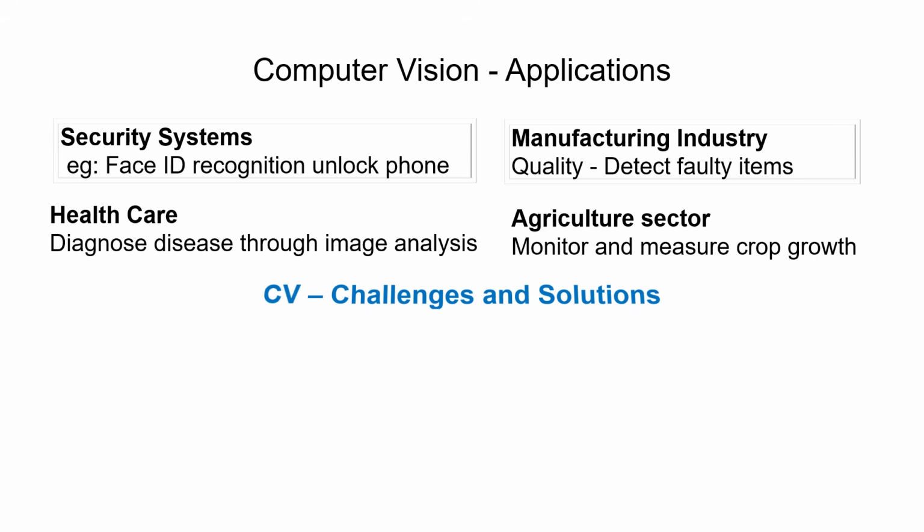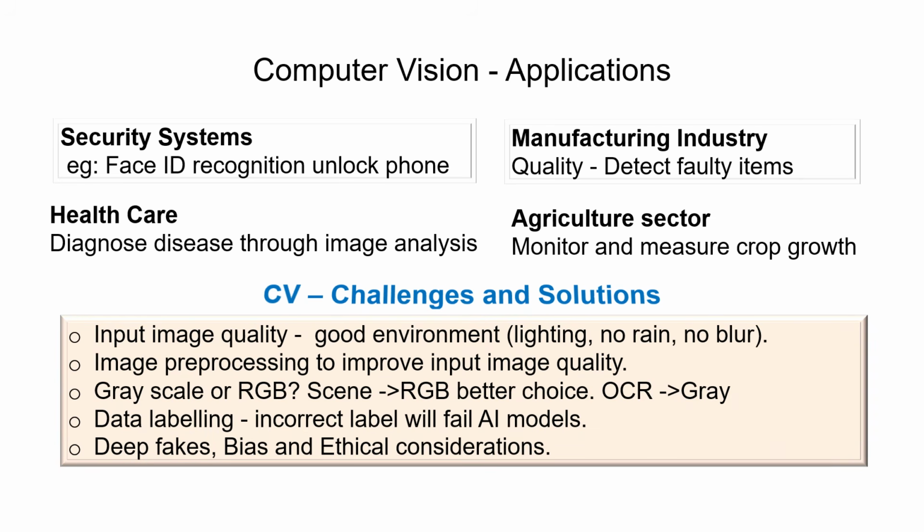What are the challenges in computer vision and what are the solutions to these challenges? First comes image quality. The input image data to computer vision should be bright, and pictures should be taken in good light conditions. Dull and blurry images will not have all the necessary details. Pictures taken from high altitude, in rain and other environments need pre-processing before feeding the image data to computer vision.